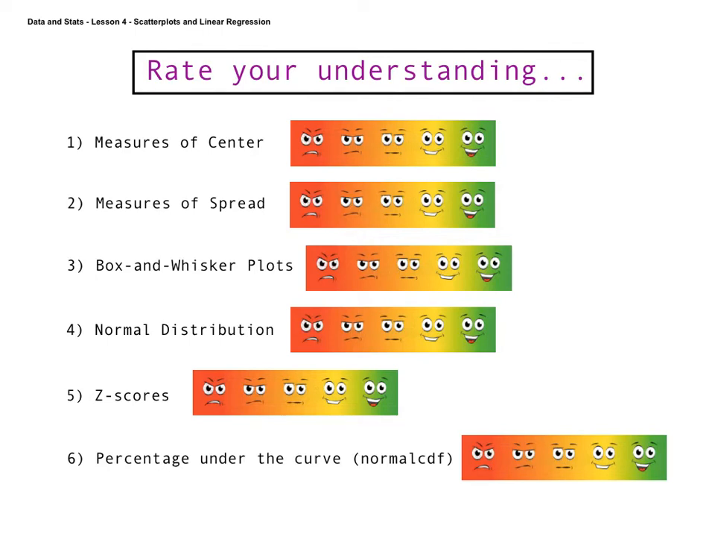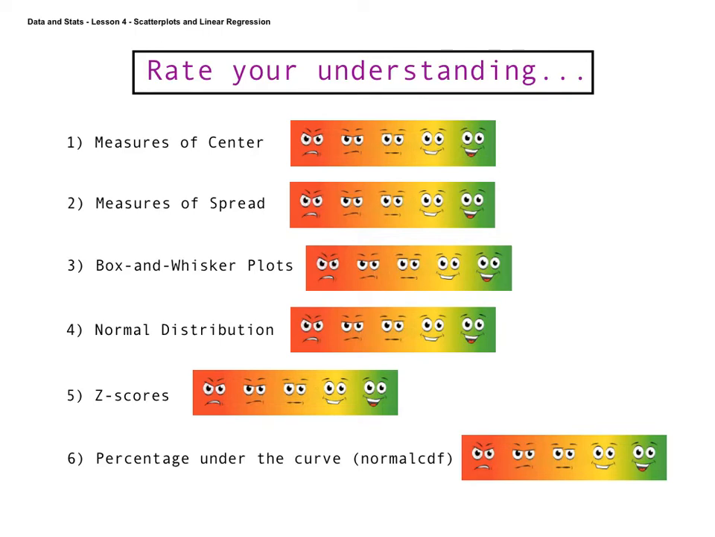Green meaning you're okay. Measures of spread would be things like standard deviation, box and whisker plots, the 5-number summary. Do you know how to graph a box and whisker plot? Rate yourself. Normal distribution is the bell-shaped curve, being able to label the numbers underneath the curve, and then using the empirical rule, which is 68, 95, 99.7 to find the area under the curve.